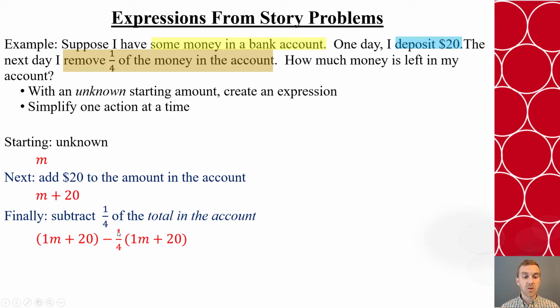Now I want to distribute that 1/4 to both terms. So this will become 1/4 M and this will become minus 5. Remember to distribute that negative as well. Now following my order of operations with expressions, I can say 1M minus 1/4 M is 3/4 M, and 20 minus 5 is positive 15. So always pay attention to those order of operations and take it one action at a time.